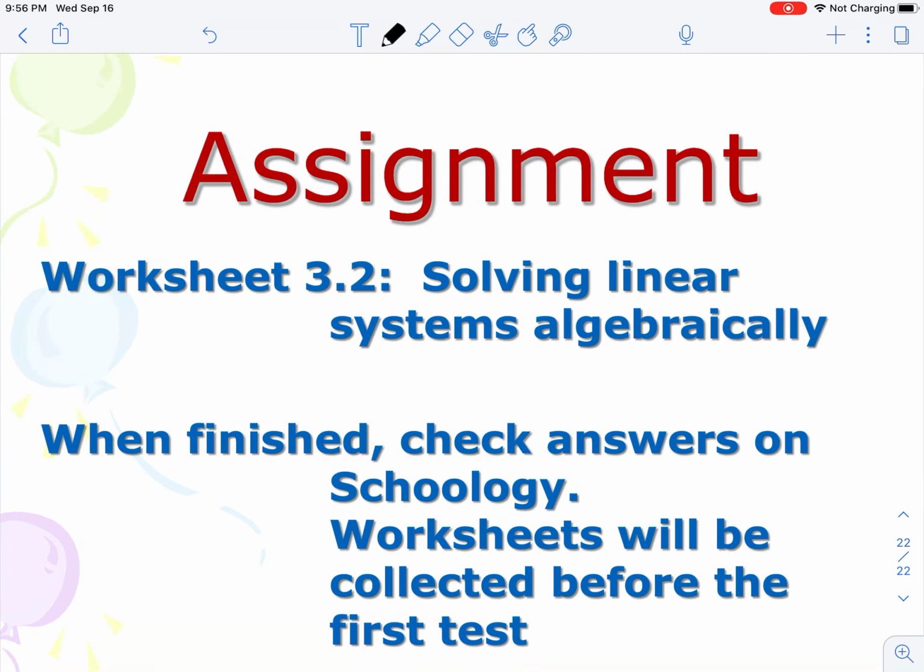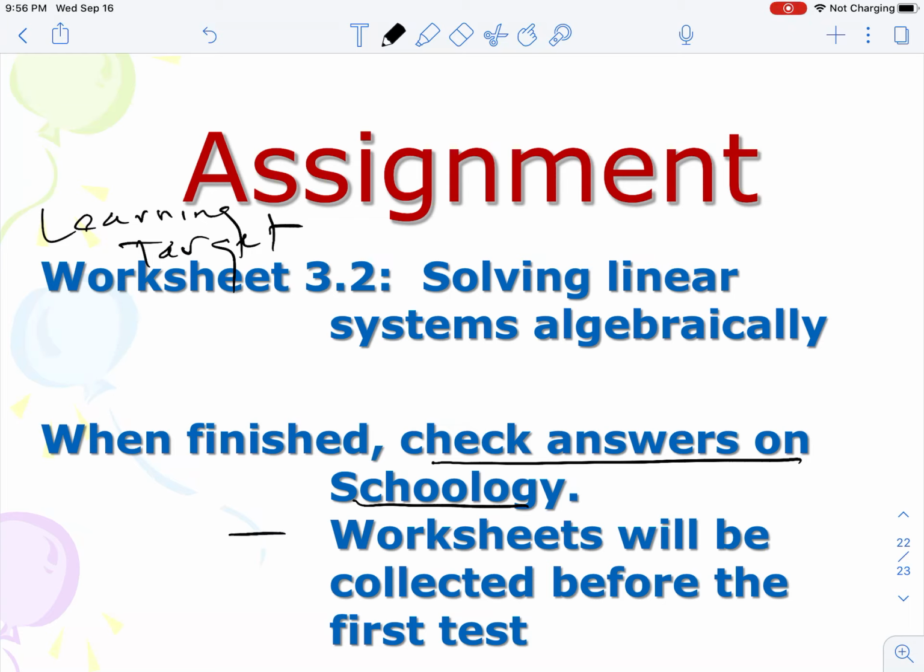Your assignment for 3.2. We have been learning how to solve linear systems of algebraic equations. When you're finished, make sure that you check your answers on the answer sheet, and we will have you turn in your worksheet by submitting it through Schoology. Not right before the test, but at my due date.